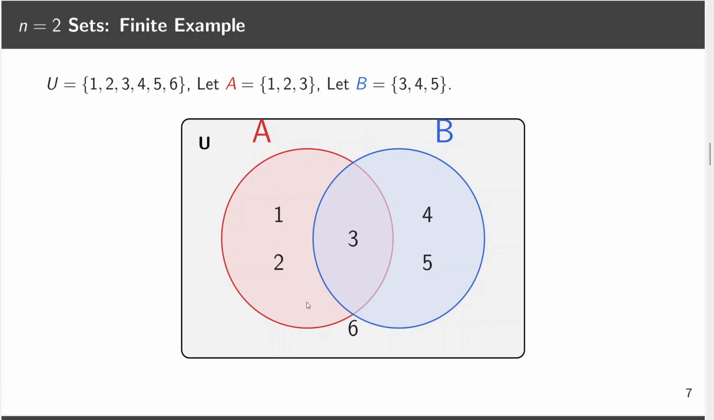Now the numbers 4 and 5. Is 4 in A? No. Is 4 in B? Yes. So 4 belongs to B, but not A, the 0, 1 region. Same logic for 5. 5 is in B, but not in A, so 4 and 5 live inside the right circle only.